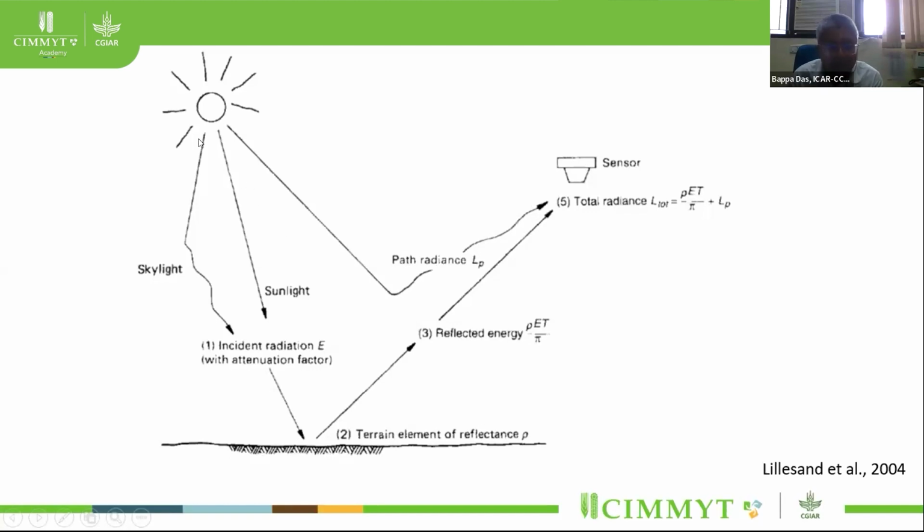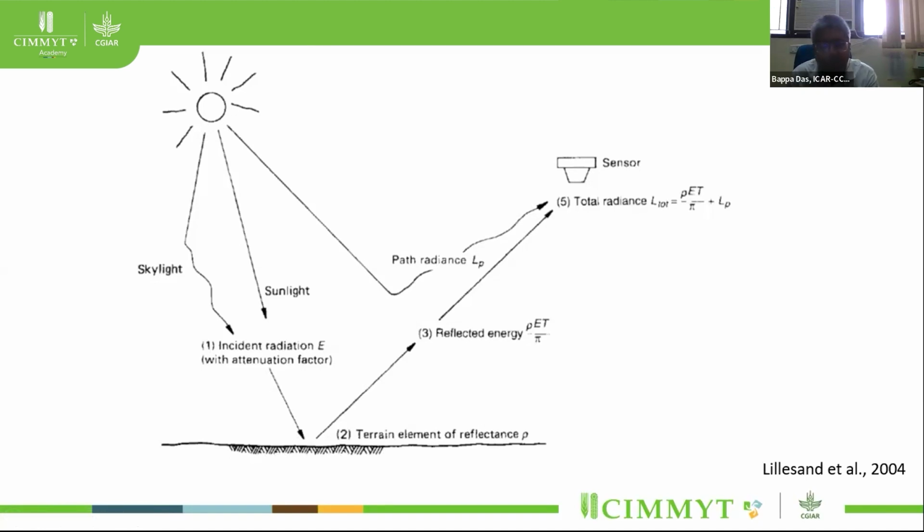So whatever level 1 product you download, L1 product from any source, will have raw DN values, at-sensor DN values. So that has to be converted into bottom of atmosphere reflectance.